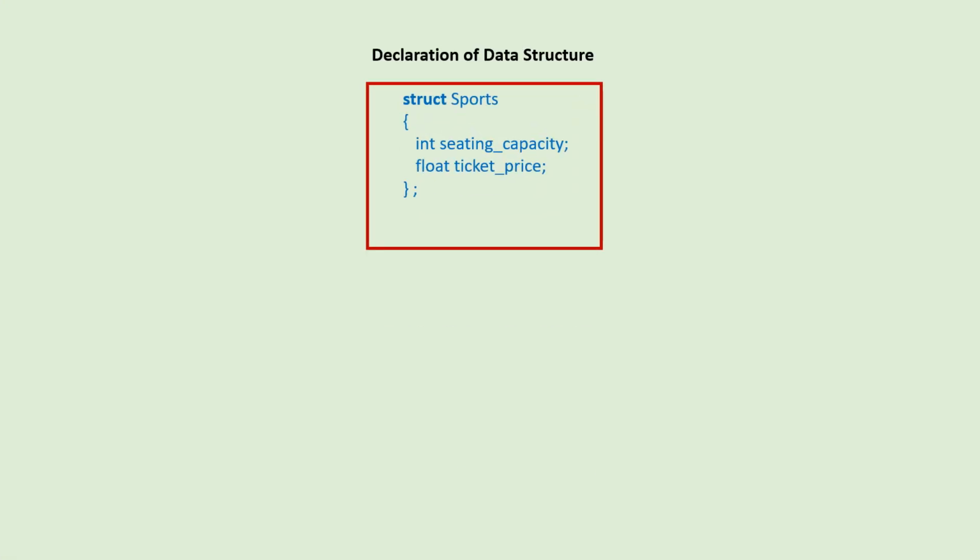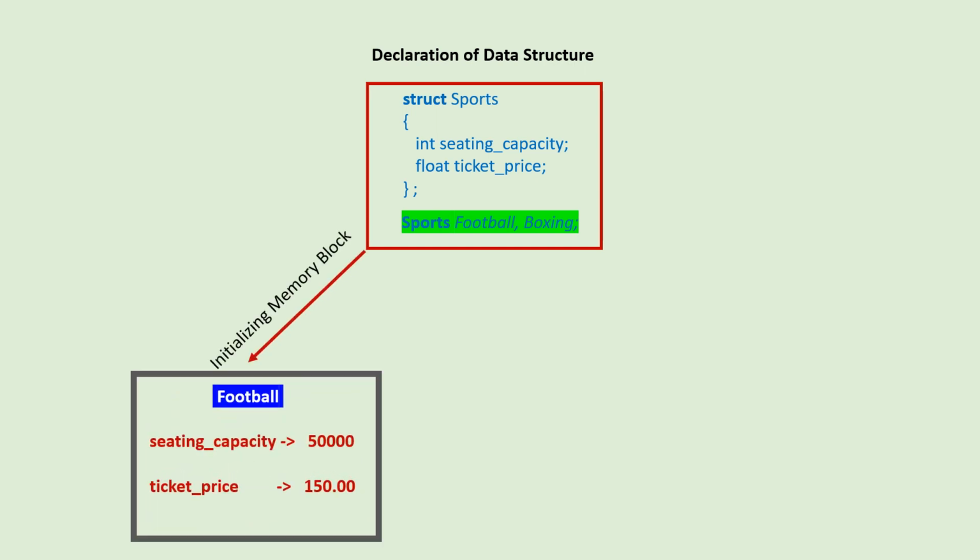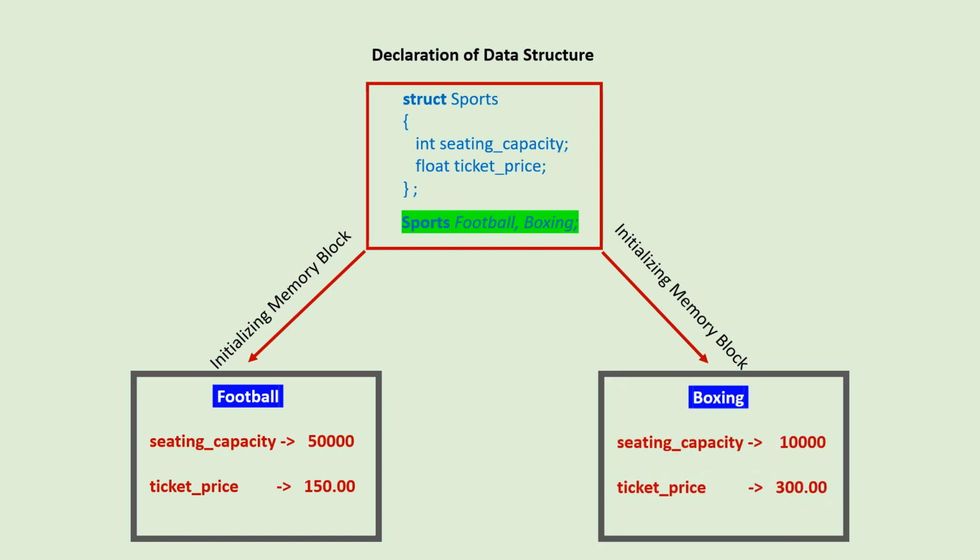This is how we had declared the structured data type named sports. It had two member variables: seating capacity and ticket price. We then initialized the structure termed sports with two struct variables named football and boxing. Initialization is the actual creation of memory block space. So when the structure sports is initialized with football and boxing, memory blocks are created, where the football memory block stores values specific to football. Here the seating capacity for the football stadium is assigned as 50,000, and the unit ticket price is $150. Similarly, the memory block created by structure sports for boxing could have a seating capacity of 10,000, with a unit ticket price of $300.